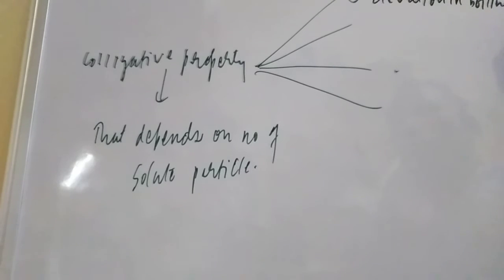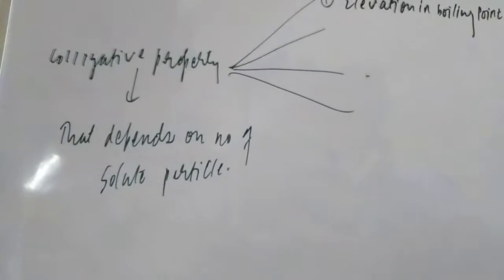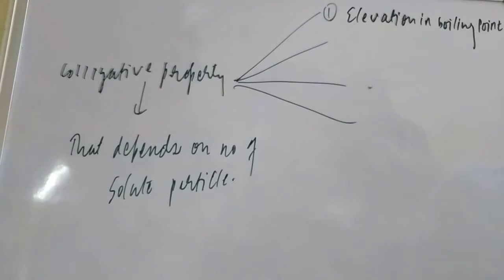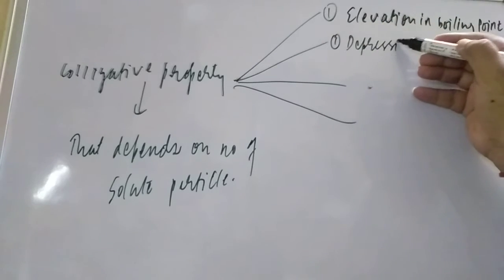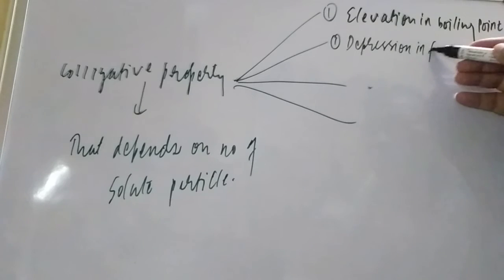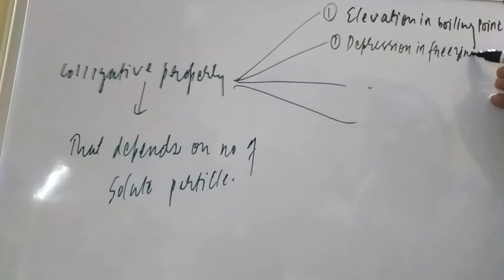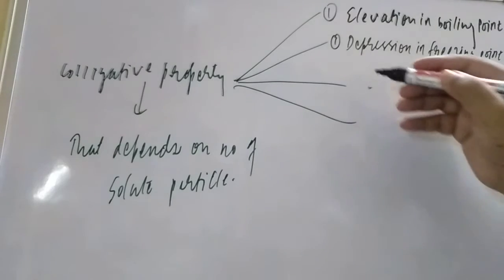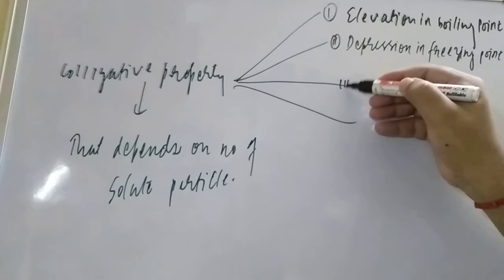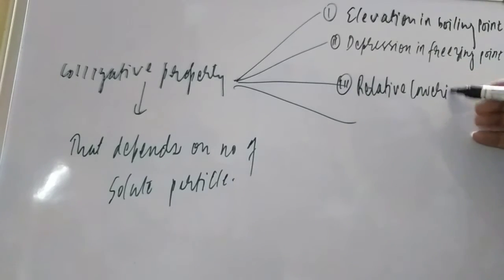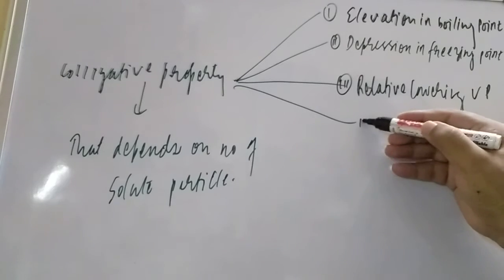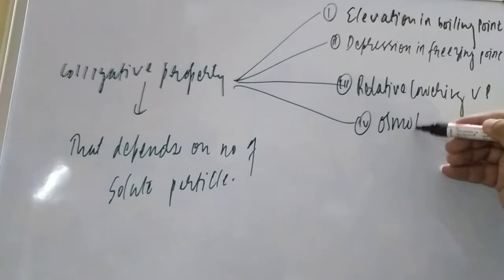After elevation in boiling point, the second type is depression in freezing point. Depression in what, student? Depression in freezing point. The third one is relative lowering of vapor pressure. And the last one is osmotic pressure.